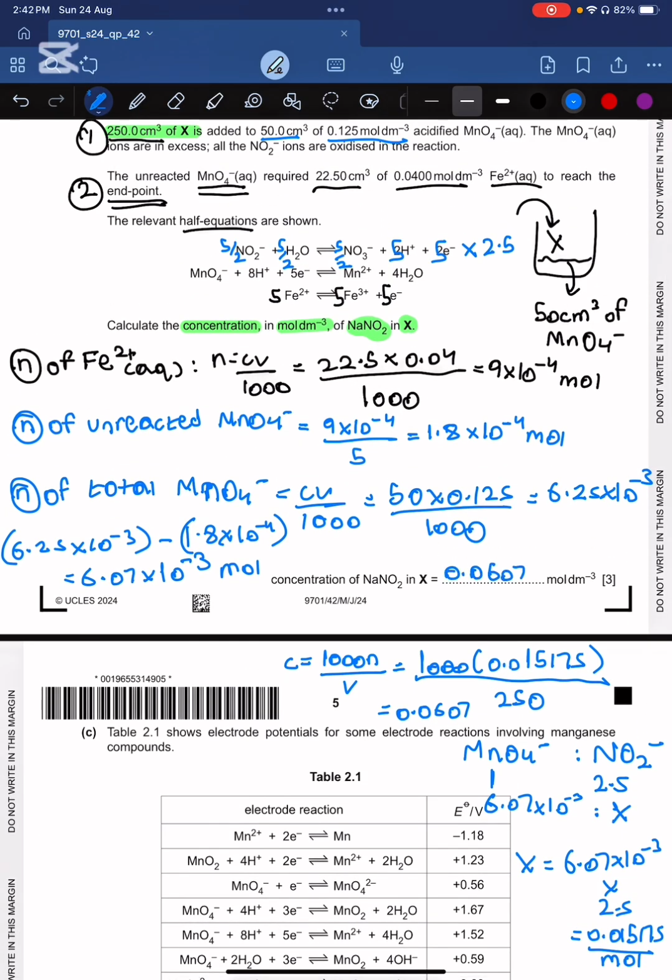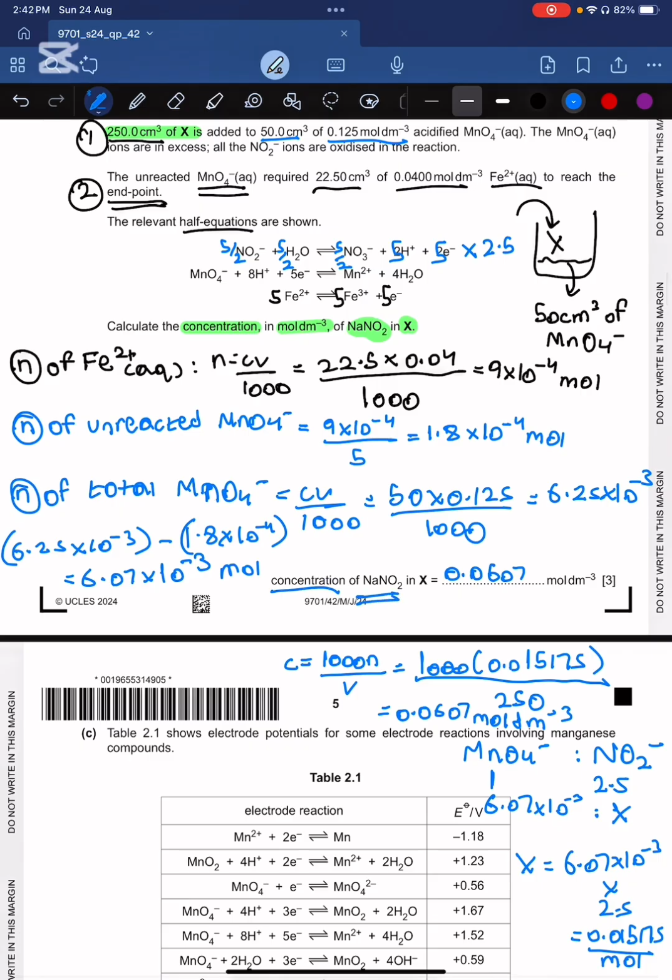0.0607 is my answer. Now, some of you might be thinking, wait, this is the concentration of nitrite ions. But the question asks for the concentration of sodium nitrite. Well, it's the same thing. Why is that? When I write NaNO2, this becomes Na plus and NO2 minus. It's a 1-to-1 stoichiometric ratio for sodium and nitrite. Whatever the concentration of this is, is the concentration of this. Simple enough.